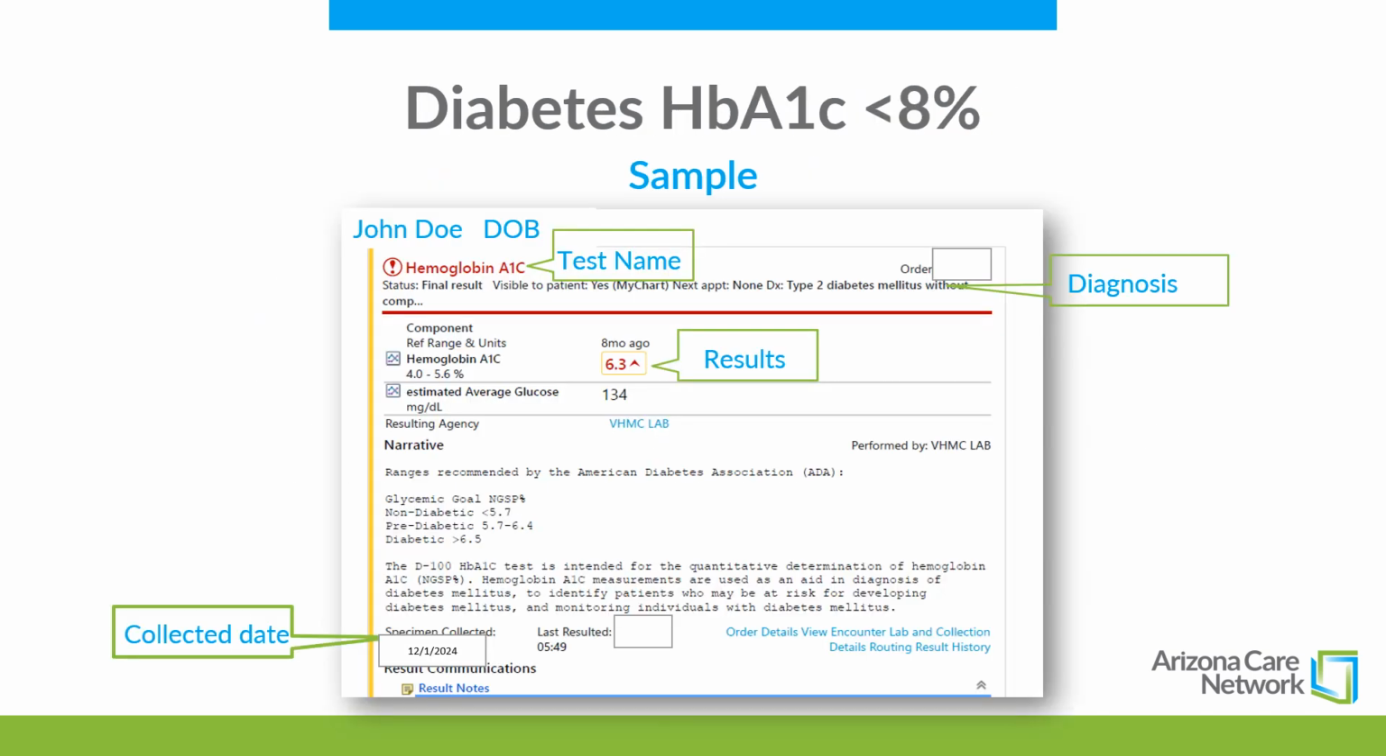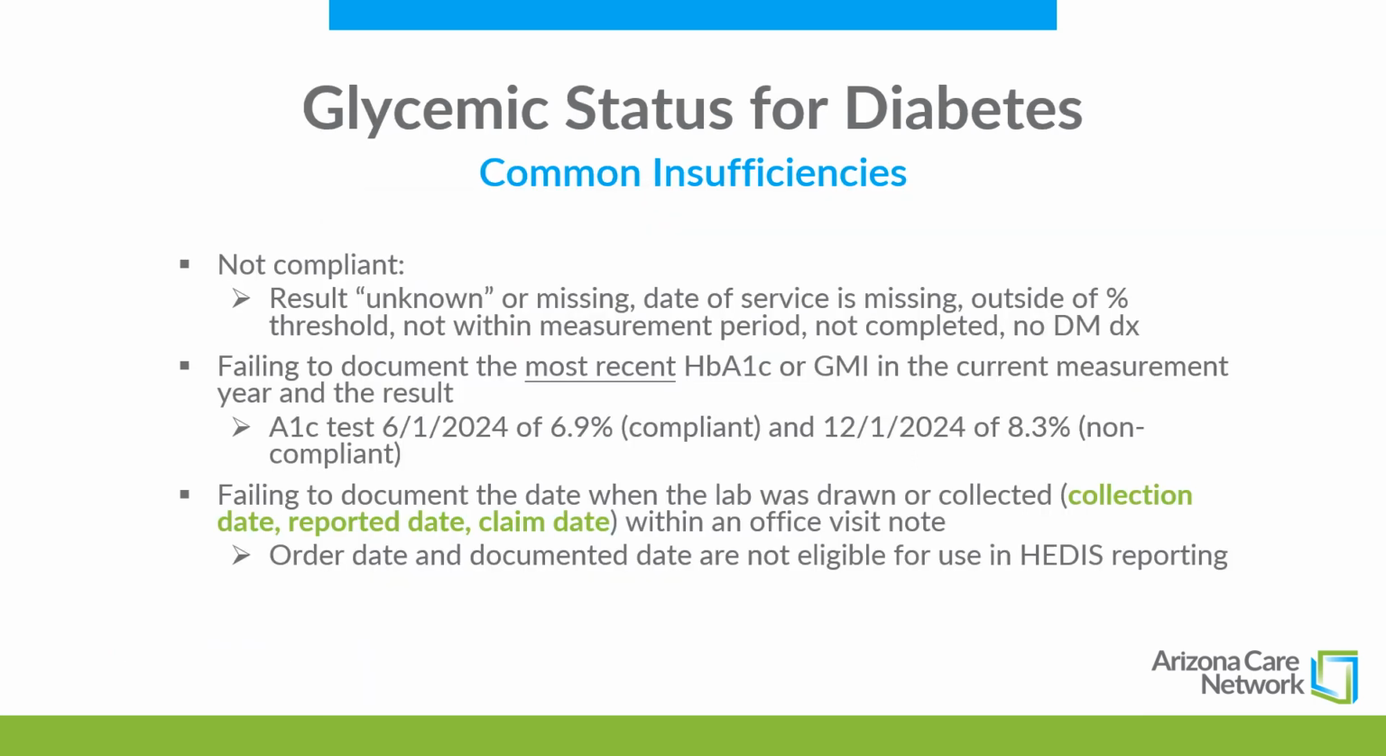Here is a sample of a lab report. It includes all 4 elements needed to close the gap in care: HbA1c as the test name, 6.3 for the results, type 2 diabetes diagnosis, and the collection date within the measurement period. Common insufficiencies: result unknown or missing, date of service is missing, outside of percentage threshold, not within measurement period, not completed, or there is no diabetes diagnosis.